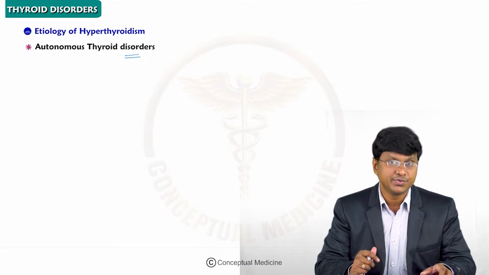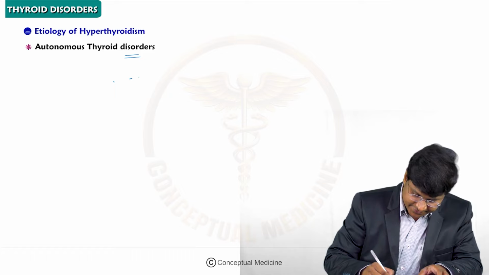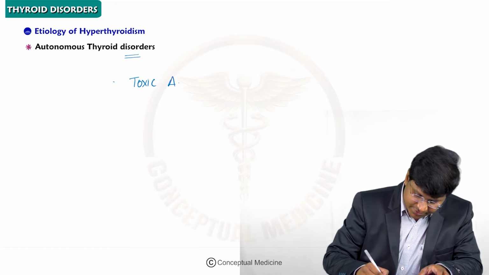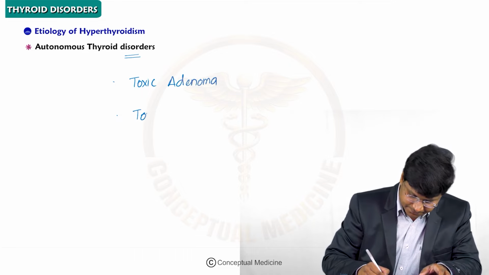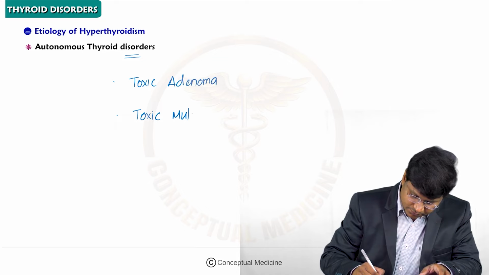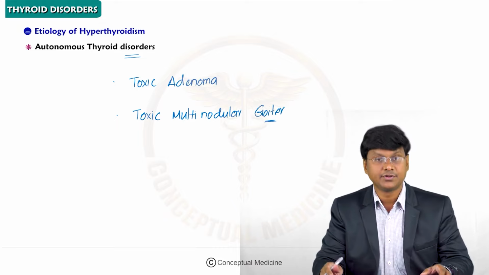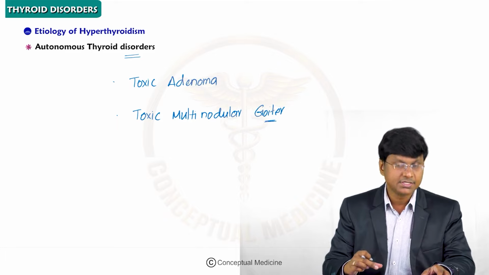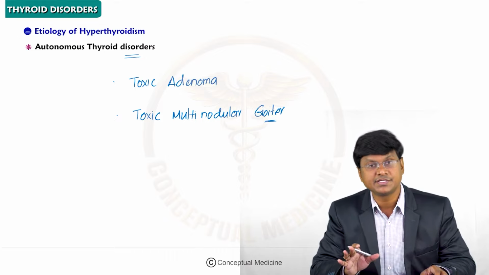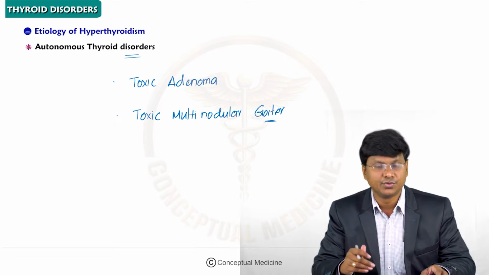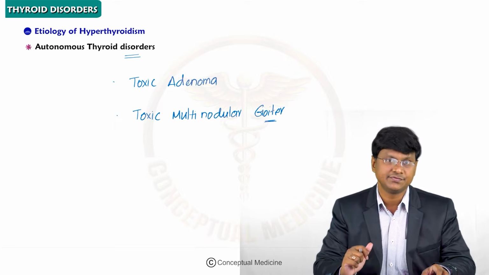Okay. Now what are the conditions where you have autonomous thyroid tissue? That includes number 1, toxic adenoma, and number 2, toxic multinodular goiter. Right, toxic multinodular goiter. So these are the two autonomous thyroid conditions which will cause hyperthyroidism. They are tumors basically, and they are not dependent on the TSH which is coming from the anterior pituitary. On their own, they will be producing excess amounts of T3 and as well as T4.